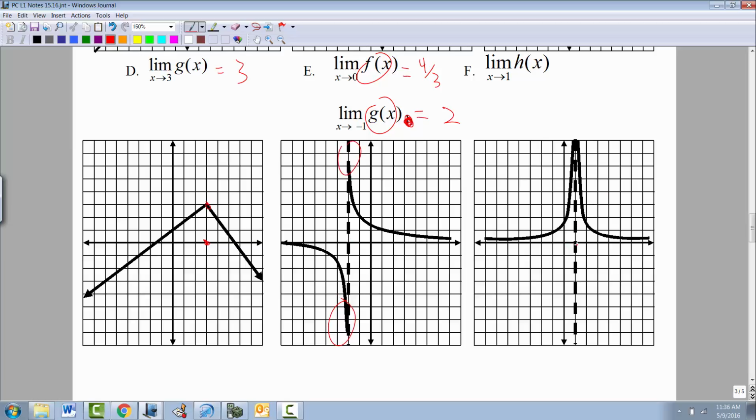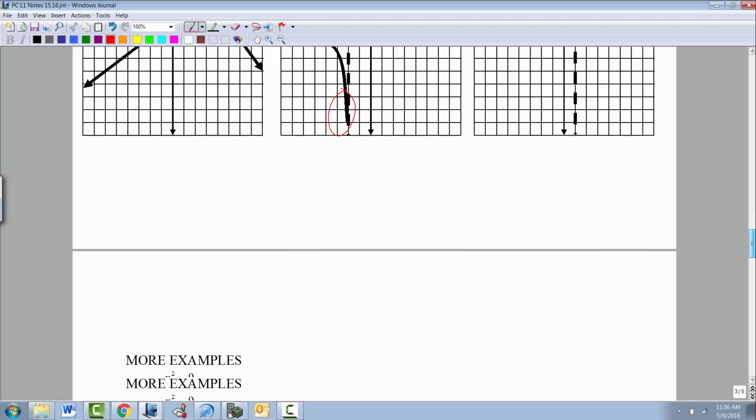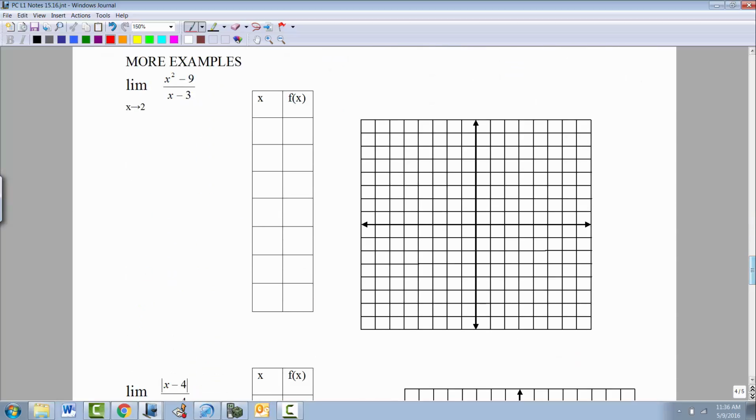So what's the limit as x approaches 1? From the left, it's infinity. From the right, it's infinity. So what's the answer? It always blew my mind. I don't like that one, but that's what they say it is. So let's move on.